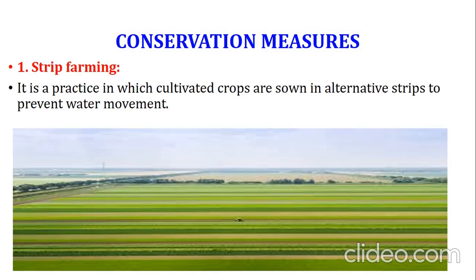How can we conserve the soil? Different conservation measures are used for conservation of soil. First is strip farming. It is a practice in which the cultivated crops are sown in alternative strips to prevent water movement. In this image you can see how the alternative strips are sown, which will prevent the loss of water as well as the soil.